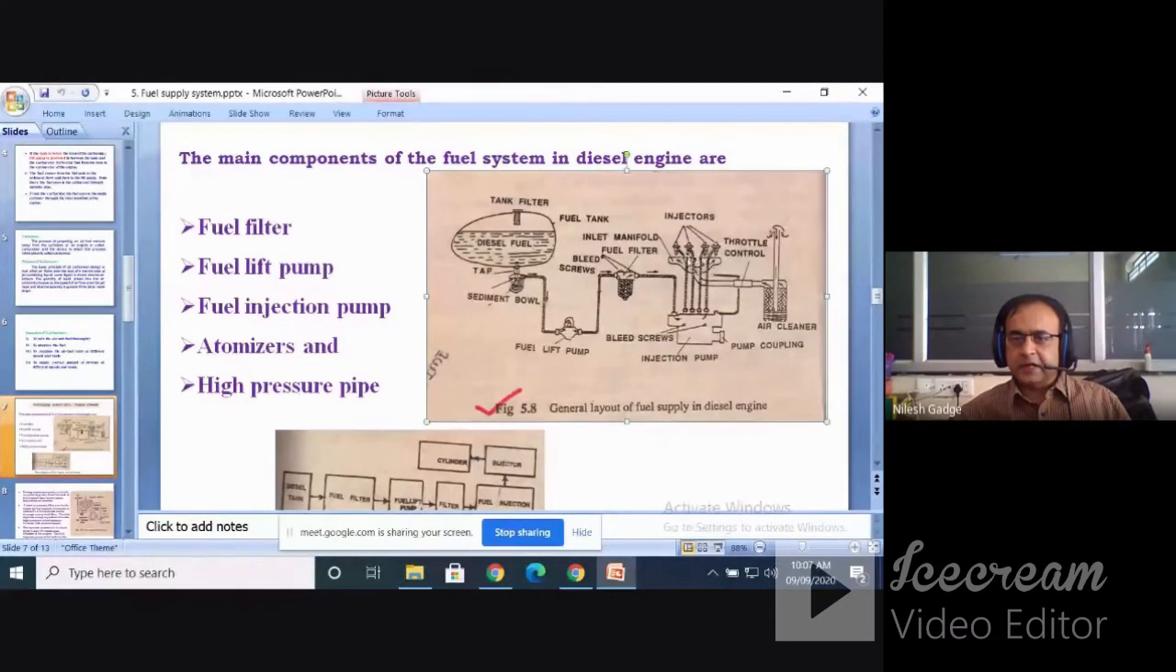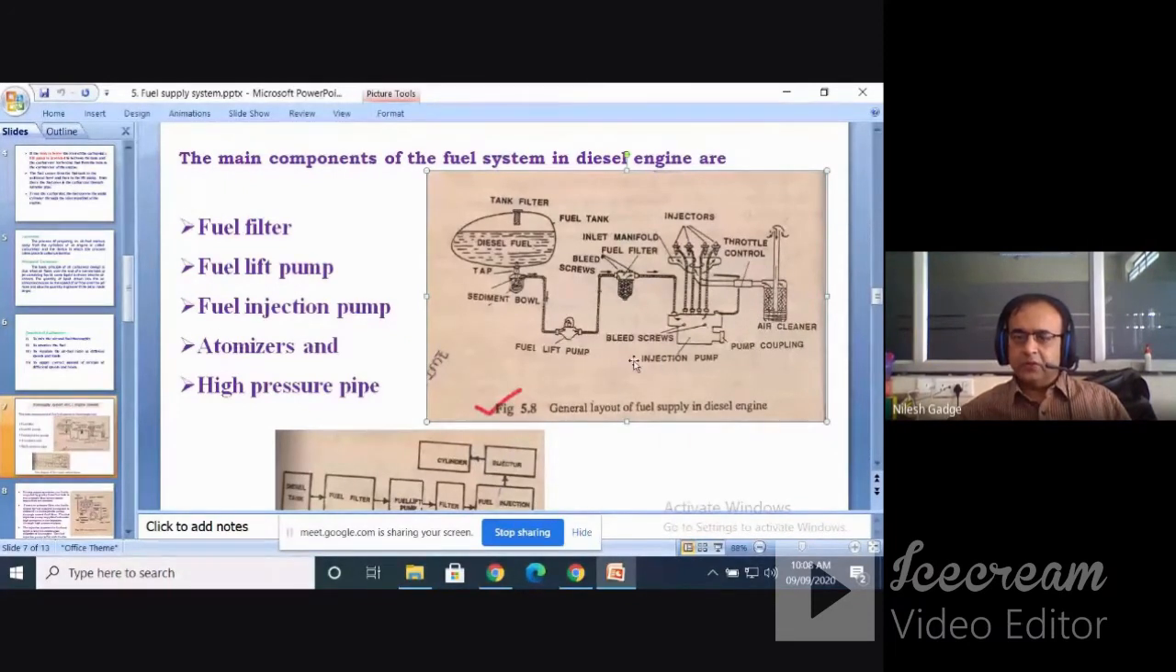Say there are four cylinders: one, two, three, four. So there are four fuel injectors. Then the throttle control is here. Air cleaner is there and air is there. Carburetor is not present in a diesel engine. Carburetor is not necessary in a diesel engine.